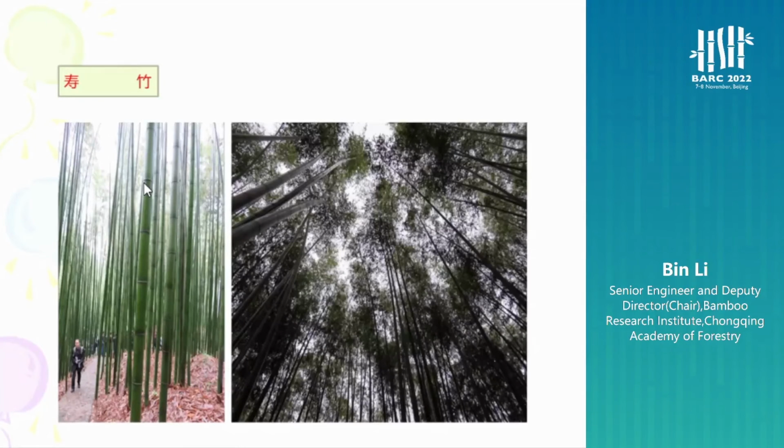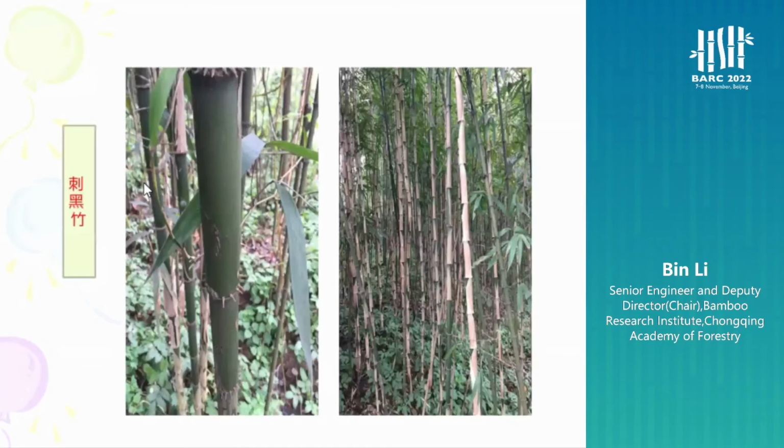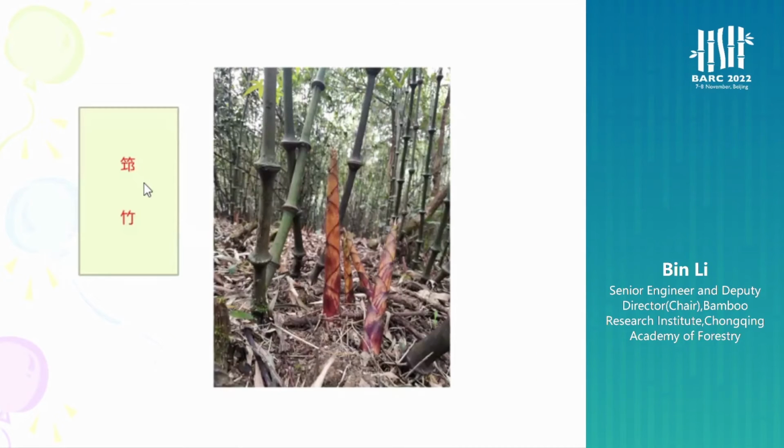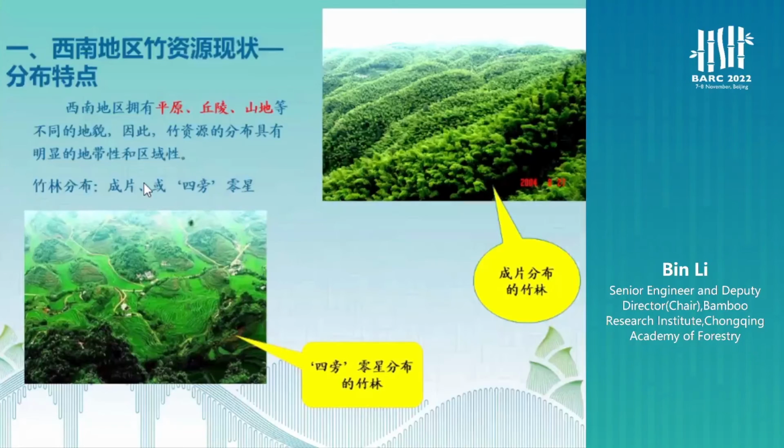For Chongqing, it is Liangping. And the flat bamboo is in Wulong. The black bamboo is mainly in Sichuan Leshan and Qingzhou, and located in Yunnan Zhaotong. This is a dragon bamboo in Yunnan. It also has a very large planting range.